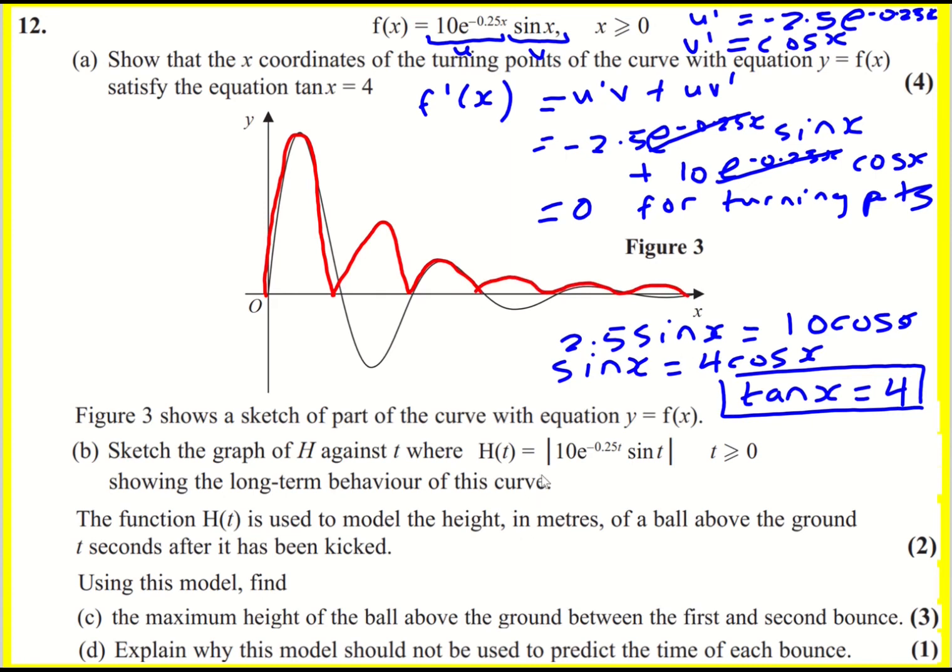Now the function h is used to model the height in meters of a ball bouncing above the ground t seconds after it's been kicked. Use the model to find the maximum height of the ball above the ground between the first and the second bounce. So first bounce is here, second bounce is here. We're trying to find, first of all, the time when this takes place. Then we can sub that in to work out the height. So this is going to be when dy/dx is 0, i.e. when tan x is 4.